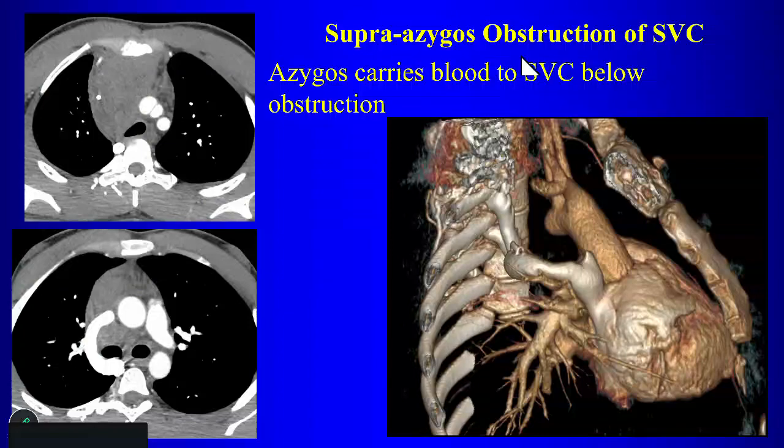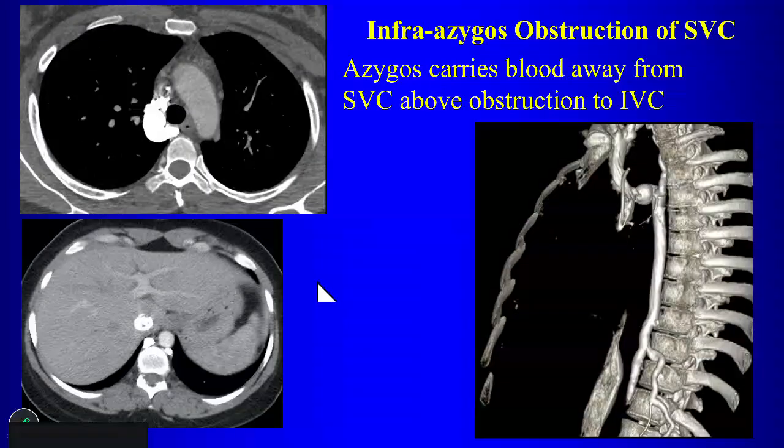If you have obstruction of the SVC above the azygos arch, supraazygos obstruction of the SVC, so here the obstruction is above the level of the azygos vein. Again, you can see the undiluted contrast there in the azygos vein. So the azygos then will carry blood to the SVC below the obstruction. So it helps to maintain patency of the superior vena cava below the obstruction. And then you'll see the undiluted contrast going into the azygos vein and then into the superior vena cava below the level of the obstruction.